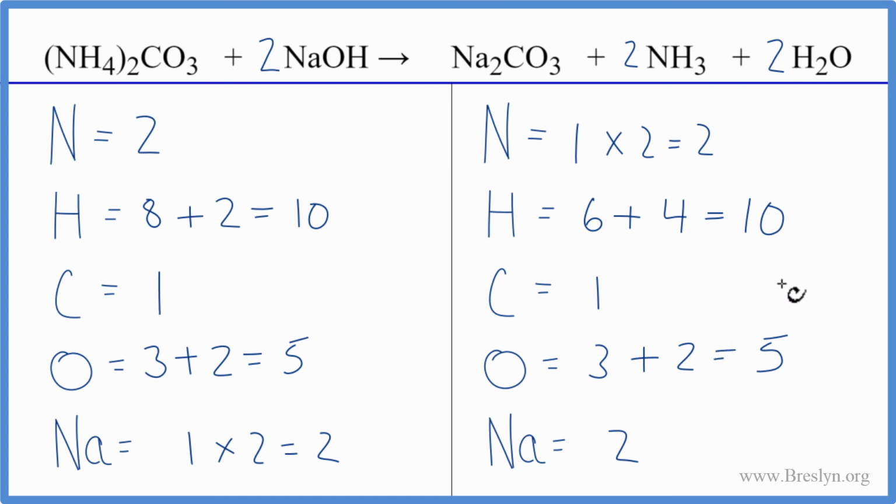Probably the best strategy, leave the hydrogen atoms and the oxygen atoms till last when you balance equations. And then you need to do just a little bit of trial and error to balance the hydrogen and oxygen atoms. This is Dr. B with the balanced equation for (NH4)2CO3 plus NaOH.